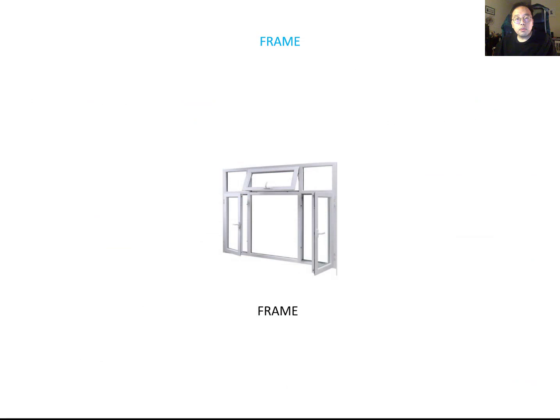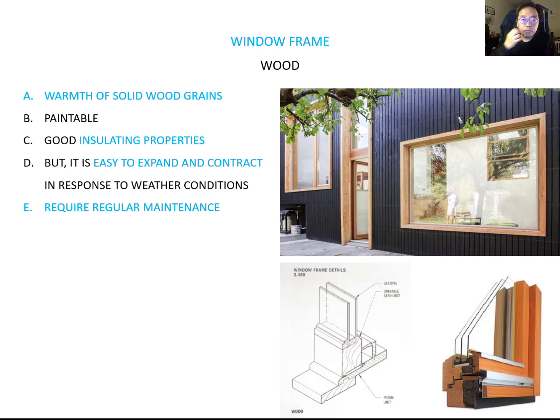So now we talk about the different frame systems: wood, steel, aluminum, and plastic material. Let's talk about the wood frame first. Compared to vinyl or fiberglass, a wood frame requires more maintenance. It still has a very warm aesthetic. Also, it has good insulating properties because it's a low conductivity material. However, it requires a lot of maintenance because wood is a breathable, living material. It easily expands and contracts in response to weather conditions.